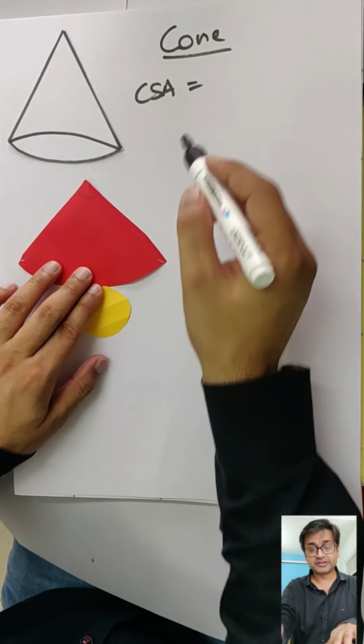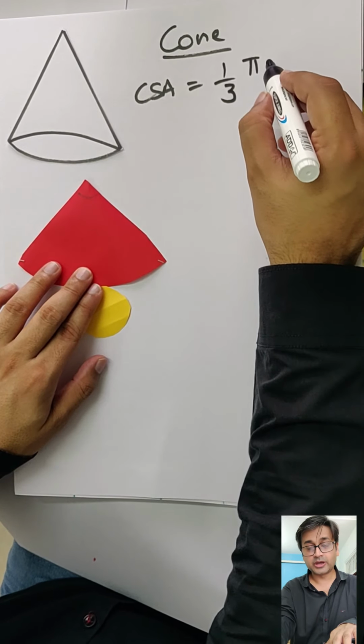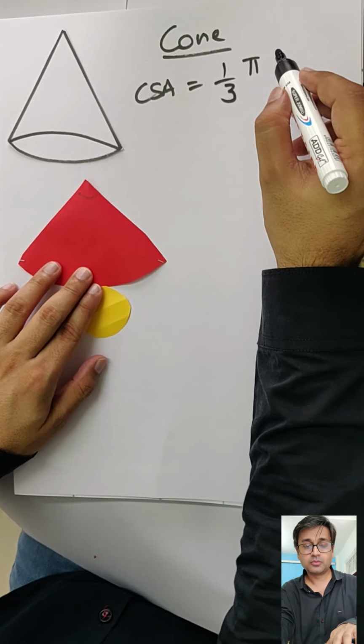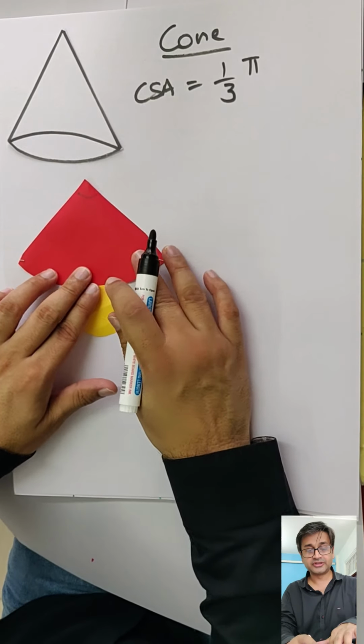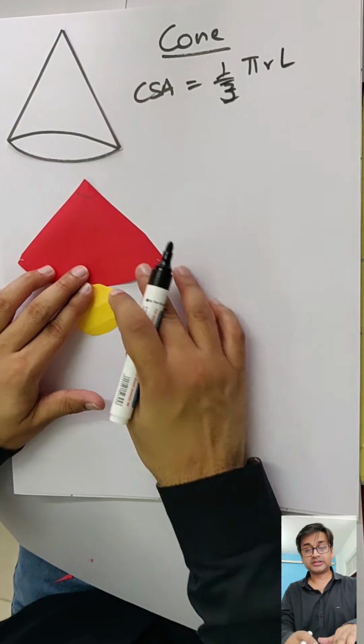For the curved surface area, you have to take 1/3 pi r square h. No, that's the volume. The curved surface area for a cone is pi r L. Now what is L?